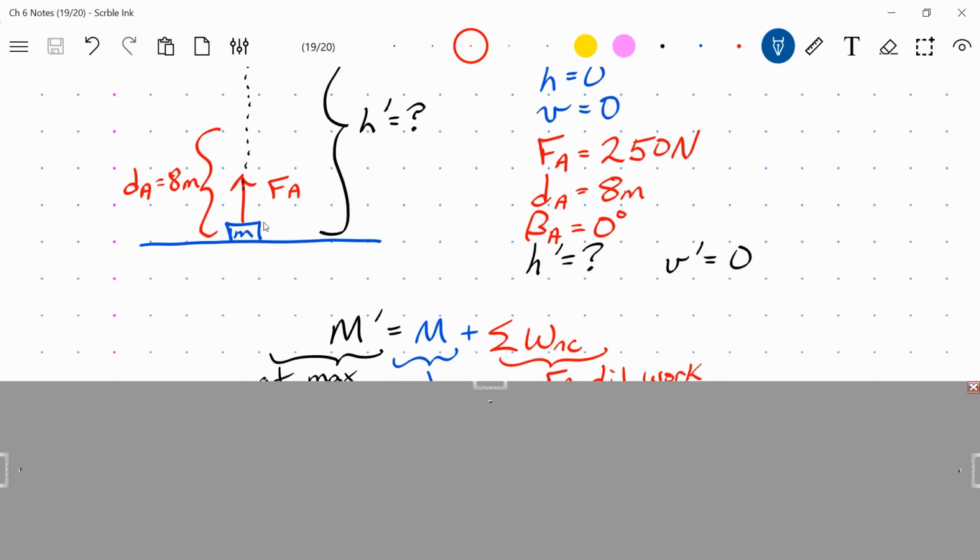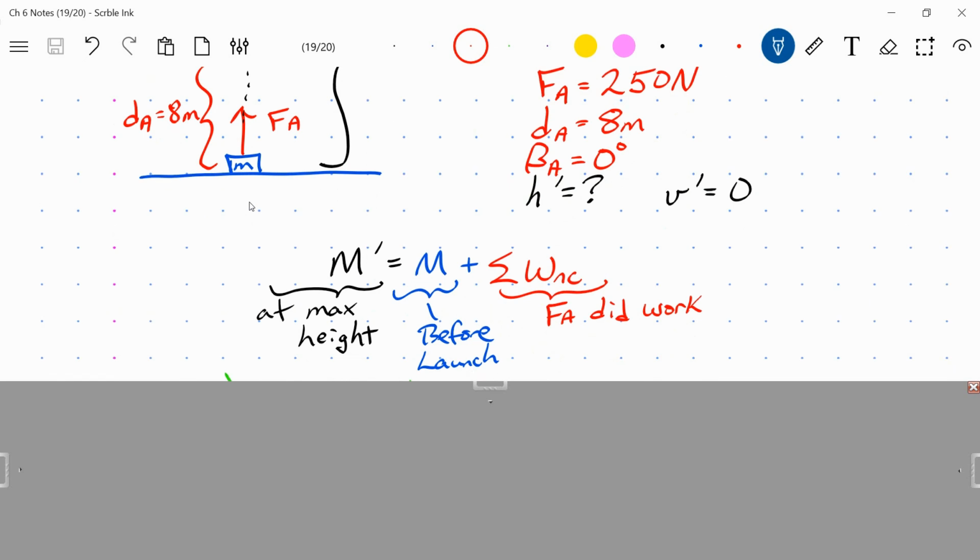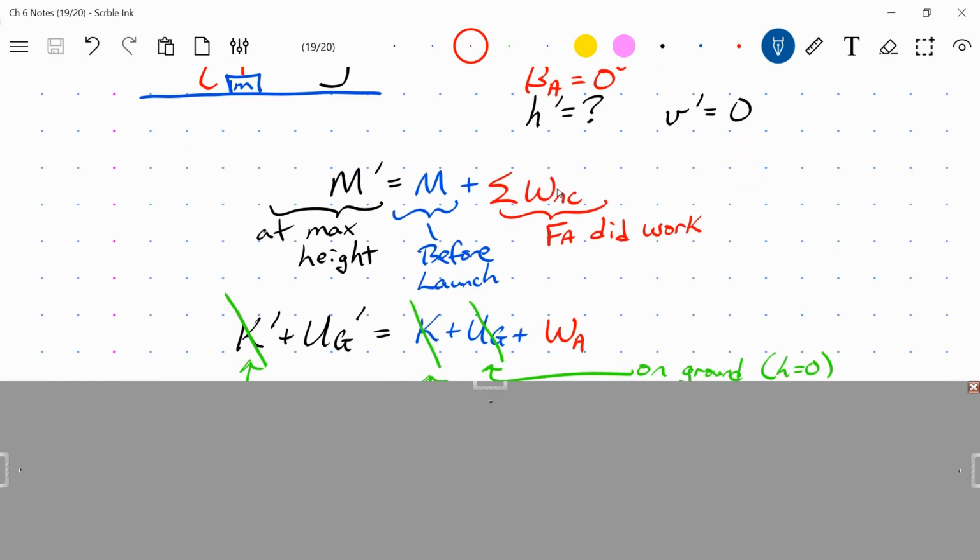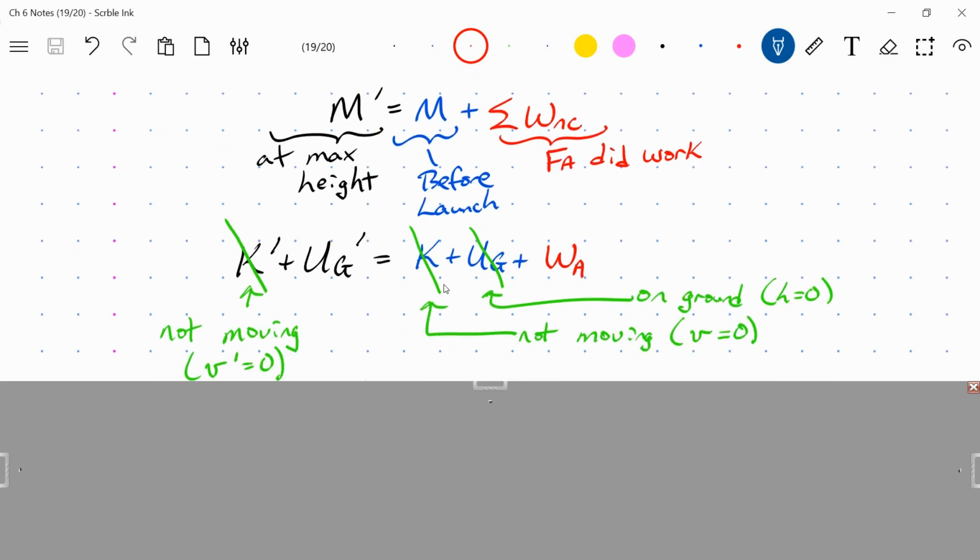And it is doing work because it's not perpendicular to the motion, the way the friction force was in the last question. So the applied force very much did do work here. Okay, expanding this out on the left side, mechanical energy, k prime plus u gravity prime. I've already crossed out the k prime because at the very highest point, it stops moving, so it has no kinetic energy at that highest point. On the right side, the mechanical energy it started with, k plus u gravity, I've crossed them both out because they're both equal to 0. K is 0 because it's not moving before it was launched, and u gravity was 0 because it was on the ground where height is 0.